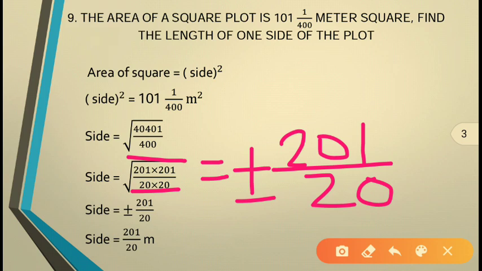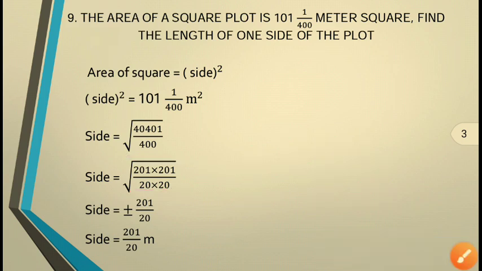I want to repeat it. Side cannot be a negative number. That's why I am considering the positive number only. That means the side will be 201 upon 20 meter.